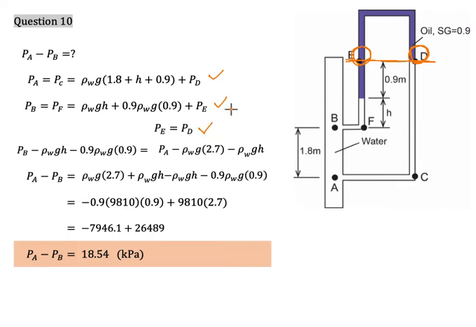So we could use these three equations, and then we could solve the problem of PA minus PB, and it is equal to 18.54 kilopascal.